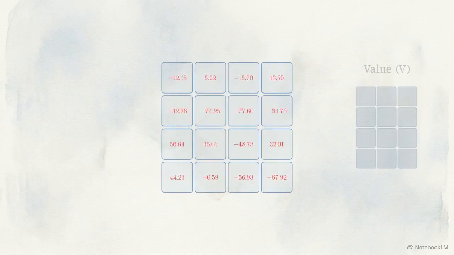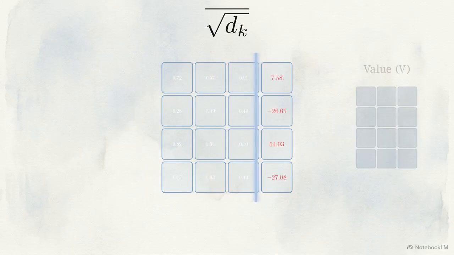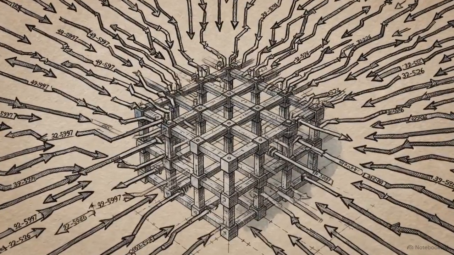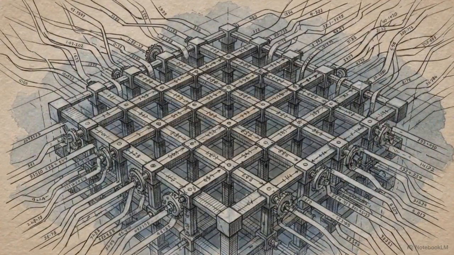If raw attention scores grow too large, gradients diminish, halting learning. To maintain stability, we divide the dot product by the square root of the embedding dimension, scaling down the magnitude of the scores across the grid. Through this matrix multiplication, every token in the sequence has precisely weighed its relevance to every other token.